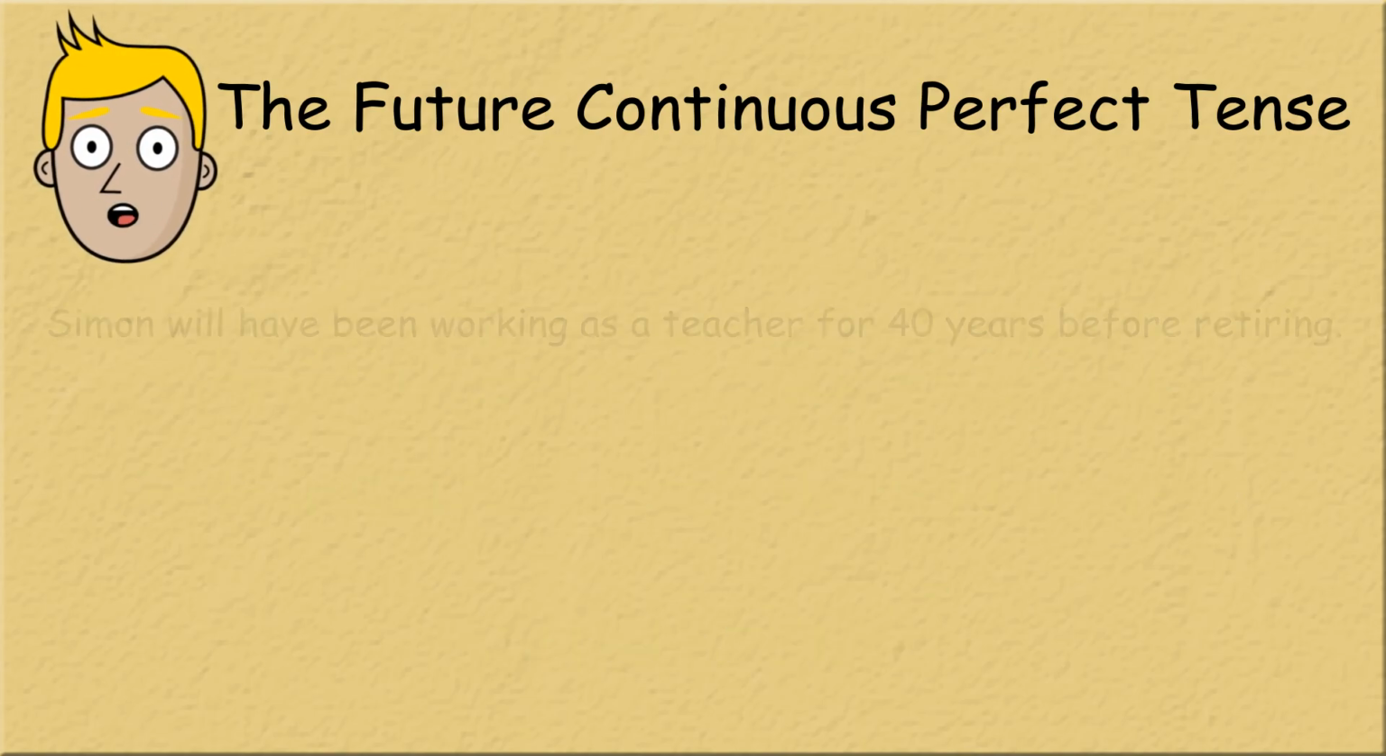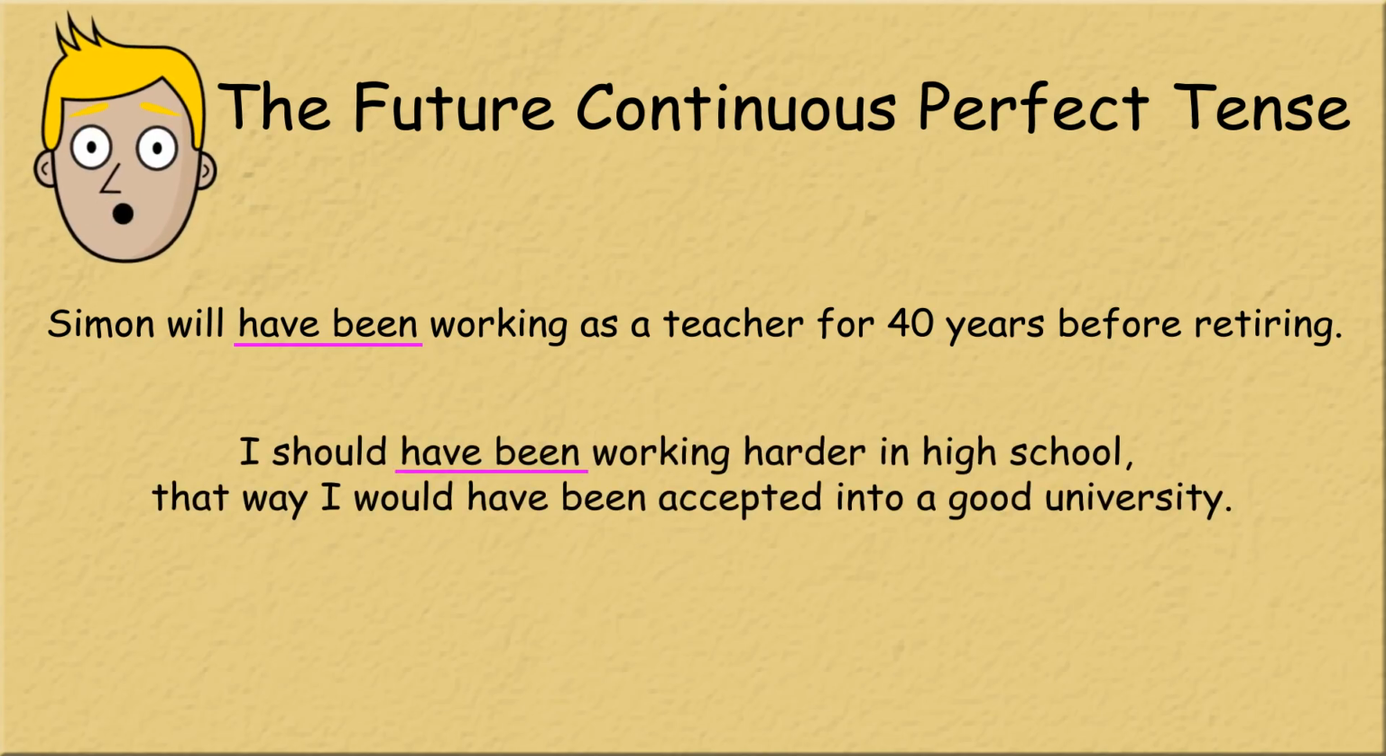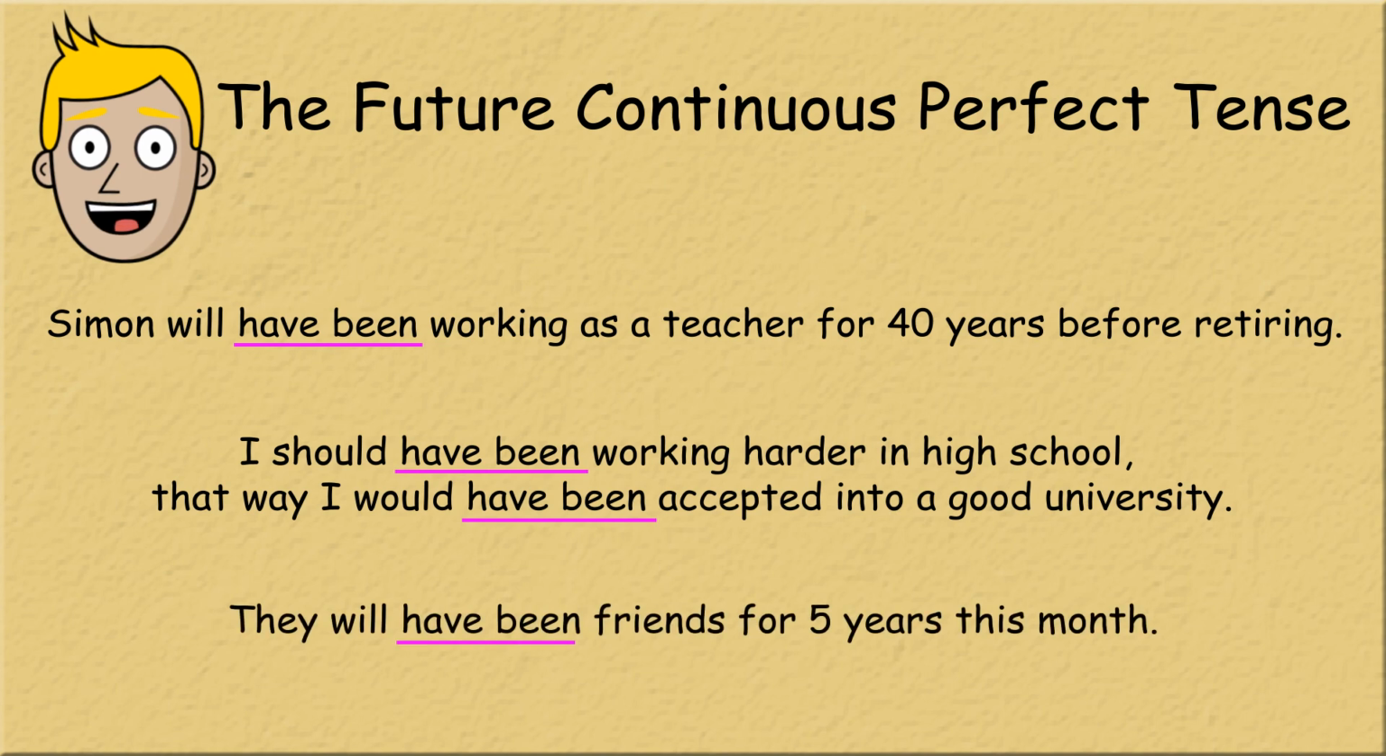Some examples are, Simon will have been working as a teacher for 40 years before retiring. I should have been working harder in high school. That way I would have been accepted into a good university. They will have been friends for 5 years this month.